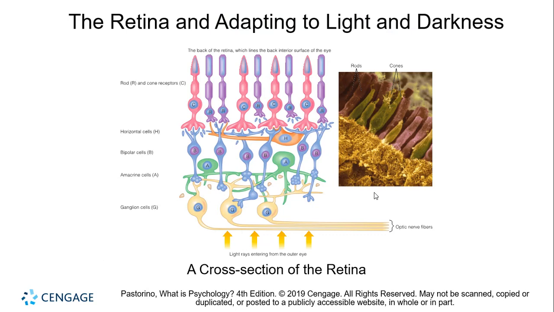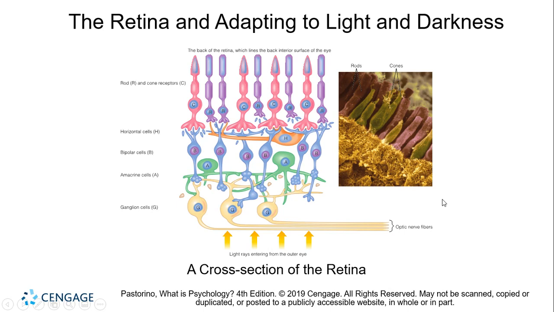Now, what you're looking at here are your rods and your cones. You'll see that at the very top are your rods and cones. They will collect the light information. Those are passed down to some bipolar and horizontal cells up here. And then eventually all of those cells are going to send the information to your ganglion cells, which will eventually go out to your optic nerve to the brain.